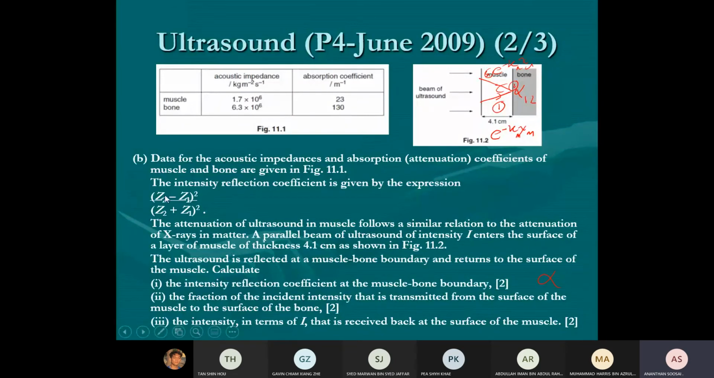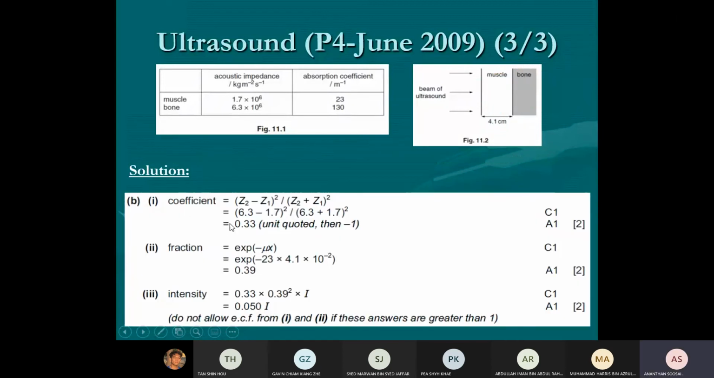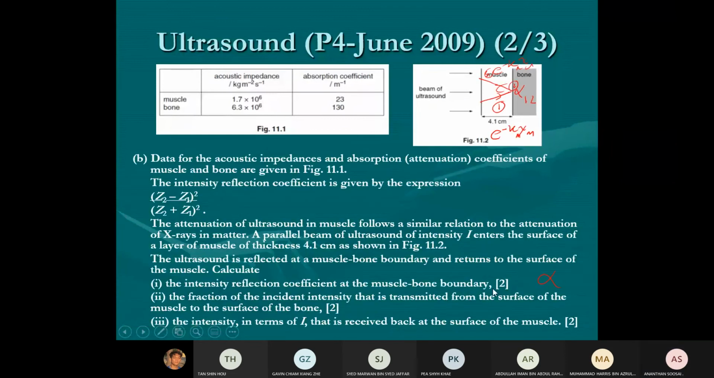Okay, so you need to put Z2 minus Z1 over Z2 plus Z1 at the bottom. You see the values for muscle and bone, a big difference, right? Reasonable difference. So will your alpha be close to 1 or close to 0? So the first answer, the coefficient is 0.33. So only 33% is reflected. 33% has been reflected, so alpha is 0.33.